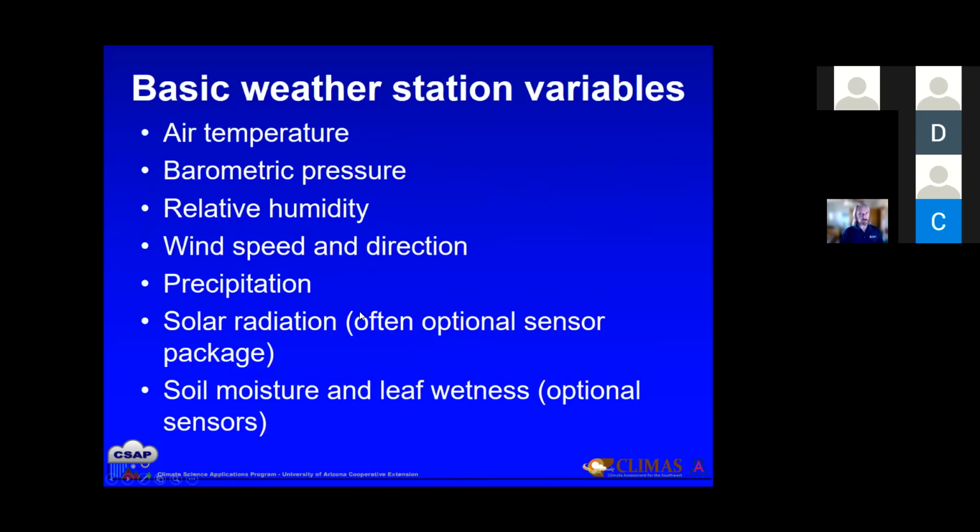So basic weather station variables, what we talked about earlier, air temperature. You also get barometric pressure, often relative humidity, wind speed and direction. Precip. Some have solar radiation, so you can actually even do Penman-Monteith kind of evapotranspiration like AgriMet does. That's on the higher end, more expensive stations. And some actually have soil moisture and leaf wetness. They can be of varying quality, but I think they actually are getting better and can be really helpful to have that information as well.